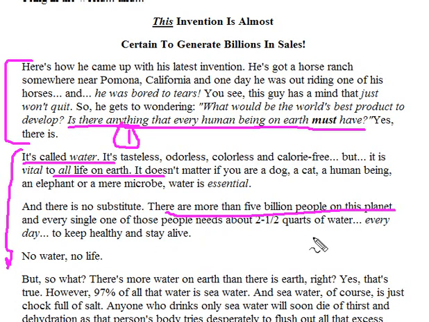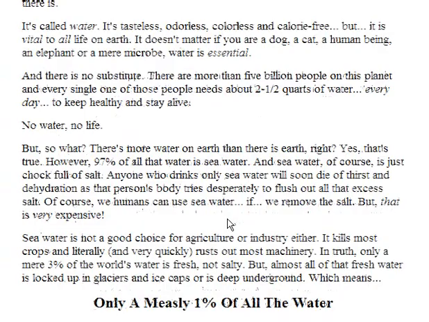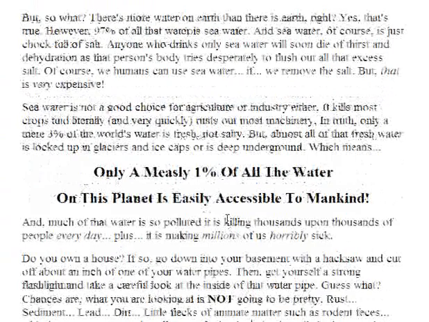Okay? So he goes, every day to keep healthy and stay alive. No water, no life. But so what? Well, there is more water on Earth than there is Earth, right? Yes, that's true. However, 90% of that water is seawater. So already he's building exclusivity of fresh, clean water.